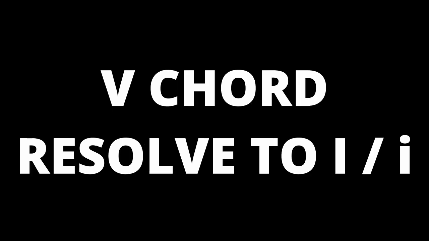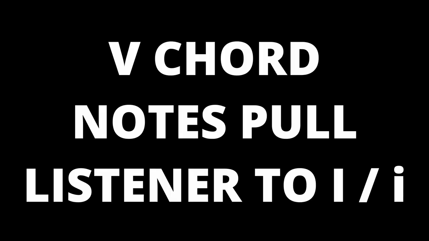Dominant chords feature as the 5 chord in major and minor key songs. They create a tension and expectancy that is resolved when the next chord is the tonic 1 chord. This is because the notes in the dominant chord are close enough to the 1 chord notes that they really pull the listener's ear towards the tonic chord. Dominant 7th chords also contain a tritone interval within them, which has an unstable sound that wants to resolve.